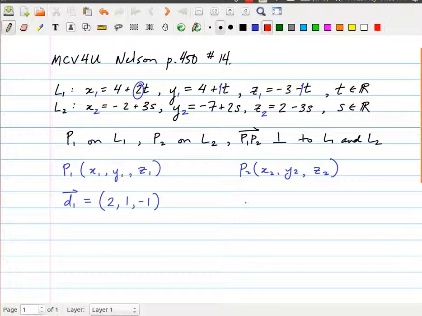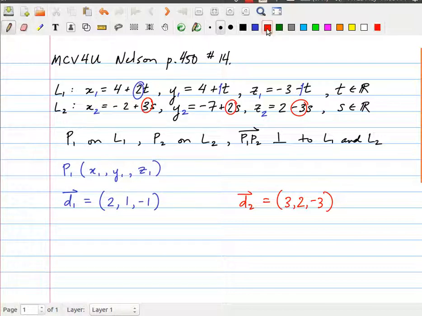And then my second direction vector d2 is equal to 3, 2, negative 3. So my second direction vector is 3, 2, negative 3. And now that I have my two direction vectors, I think I'd like to change this if I can for point 2. Let's just erase this. Okay, so I've got my 2 points. I have my 2 direction vectors. I'm just changing things to get some consistent color coding here.